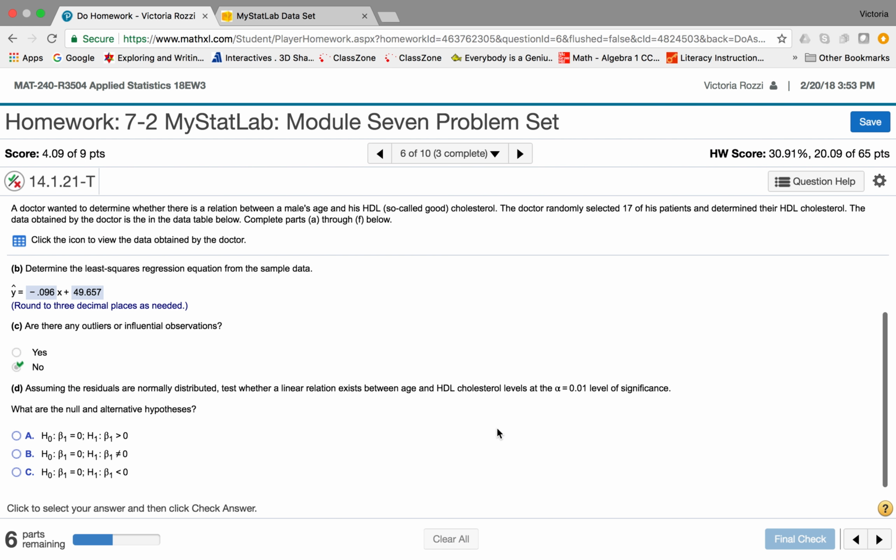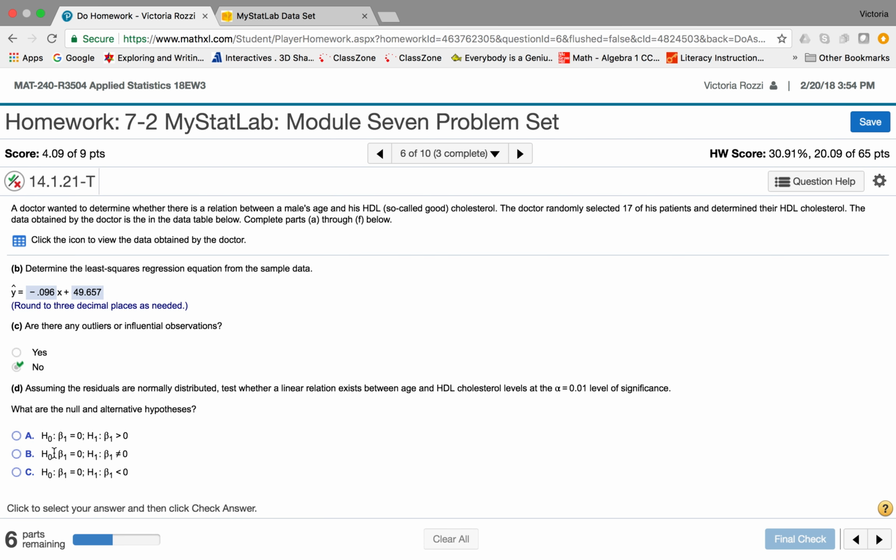Okay. In my case, it says, assuming the residuals are normally distributed, test whether a linear relation exists between age and HDL cholesterol. Now, here's the thing. If a linear relation exists, that means that the slope is something other than 0. So what we do is we set up our hypothesis always when you're testing this.